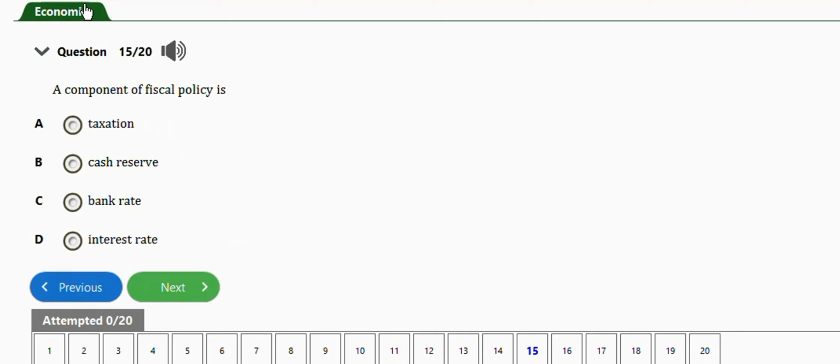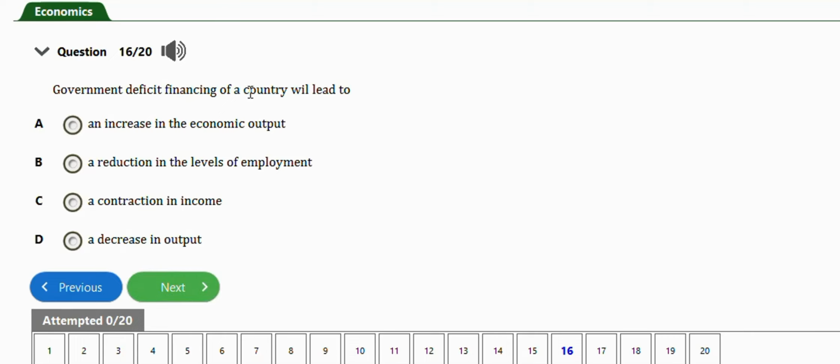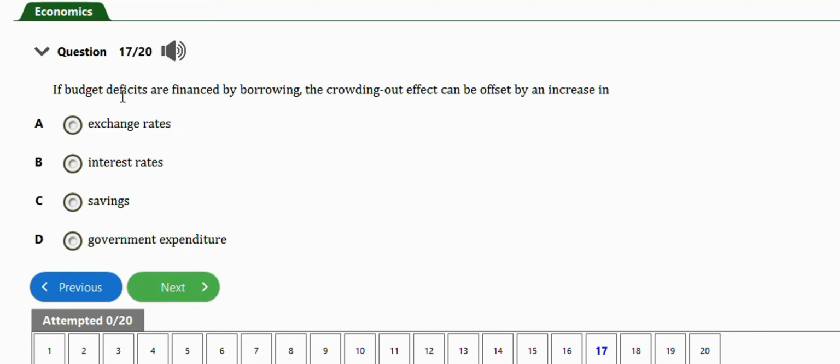Next question. It says, a component of fiscal policy is taxation. Option A. Next question. It says, government deficit financing of a country will lead to an increase in the economic output, a reduction in the level of employment, a contraction in income, a decrease in output. The right answer is option A, an increase in economic output. The next question says, if budget deficits are financed by borrowing, the crowding out effect can be offset by an increase in exchange rate, interest rate, savings, government expenditure. So guys, the right answer is option C, savings.